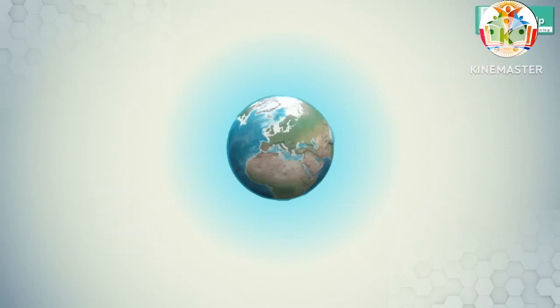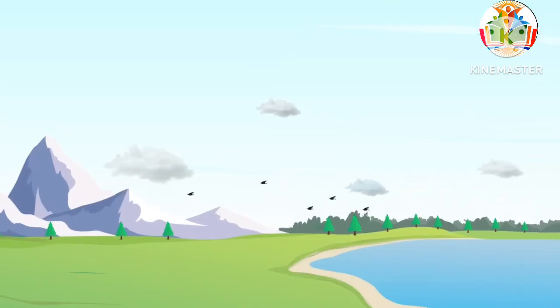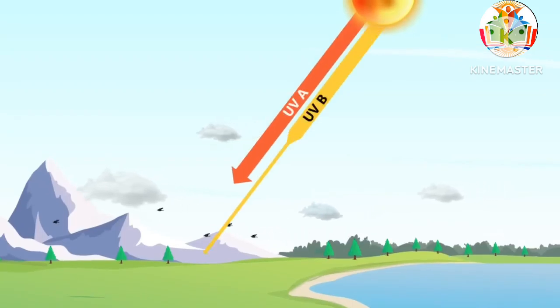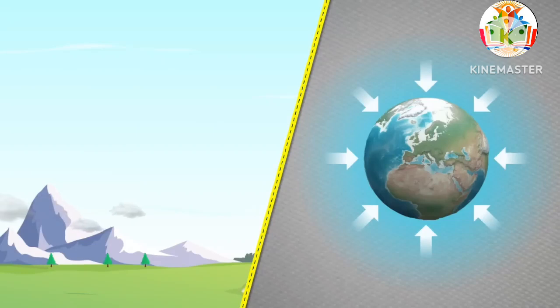Let's understand the layers of atmosphere. The atmosphere plays an important role in making life possible on Earth by protecting our Earth from harmful UV radiation of the sun. The atmosphere of Earth is the layer of gases, commonly known as air, that surrounds the planet Earth and is retained by Earth's gravity.